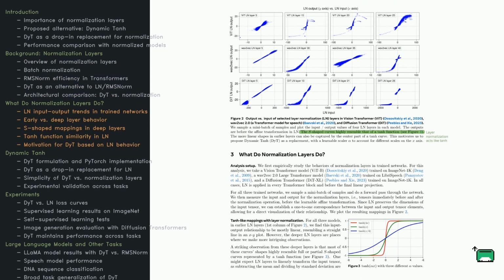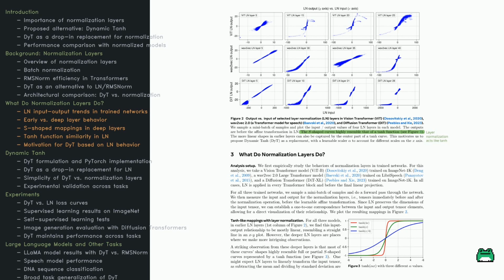How exactly does LayerNorm end up acting like a tanh function? The paper first visualizes what goes on inside 3 different transformer models, one for images, one for speech, and one for diffusion. Then, in figure 2, you can see how selected LN layers map their inputs to their outputs. Early in the model, LN looks almost linear, scaling the inputs proportionally, but deeper layers tell a different story, bending into an S shape that looks suspiciously like tanh.